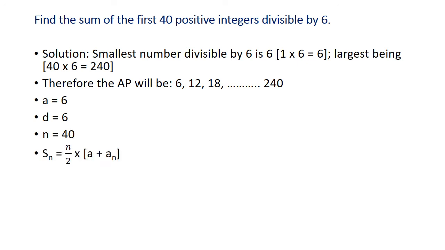Substitute, because we know the last term, we'll use this formula. Yes, we'll substitute the values. N is equal to 40, A is equal to 6, and AN is equal to 240. Yeah, 240 plus 6 is 246. When we do 246 into 20, how much do we get? 4920. So this is your final answer. Alright, this was a very easy sum, correct? When you look at it, you think, oh, the first 40 integers we know, but see how easy it became.